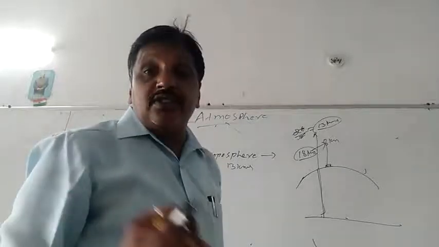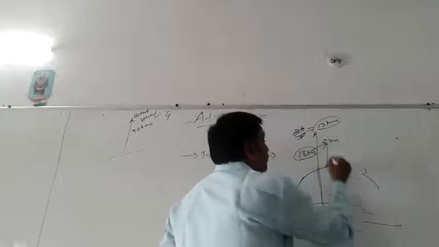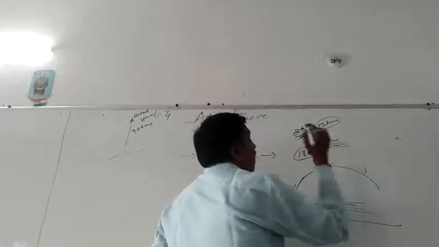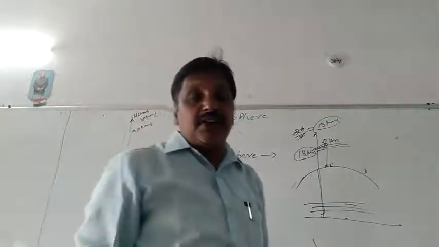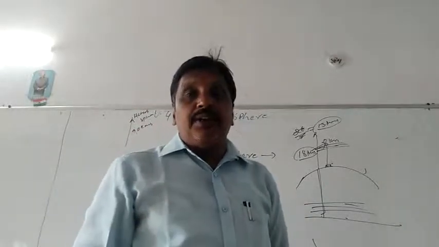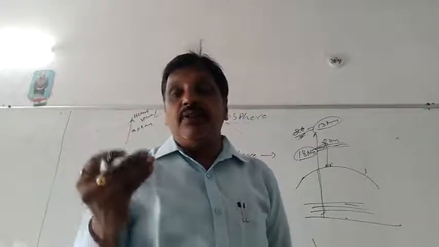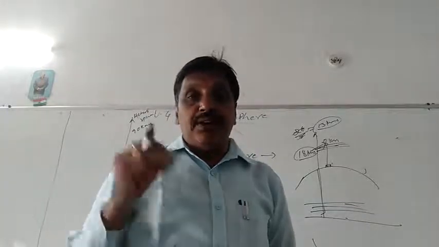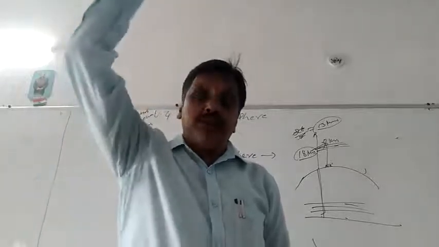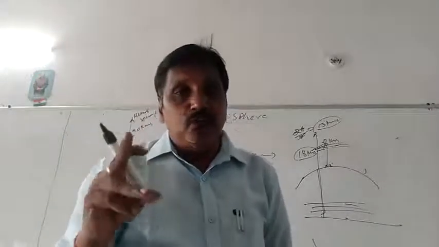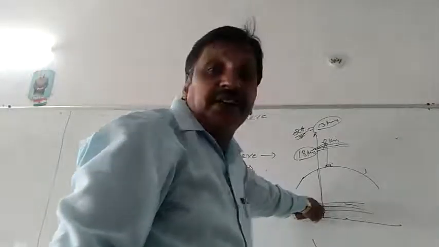And this atmosphere is very thick near the equator and thinner near the poles. Near the poles it will be thin, but at the equator it will be very thick. It is because of heat. Heat gets transferred to the top layers in the form of convectional currents. Convectional means heat, hot currents, moving into the atmosphere to the higher level. So that's why the atmosphere is very thick near the equator.